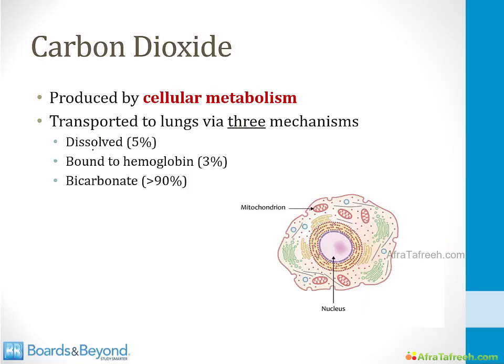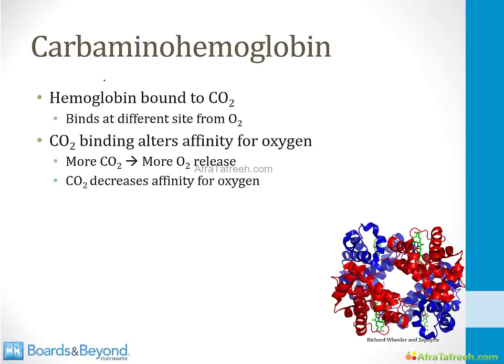So if we go back to this slide, we've talked about the 5% of carbon dioxide that's dissolved in our plasma. We've talked about the 90% or so that is carried as bicarbonate. Now we're going to talk about the small amount of carbon dioxide that's bound to hemoglobin. When carbon dioxide binds to hemoglobin, it forms a structure known as carbaminohemoglobin. This occurs because of carbon dioxide binding to hemoglobin at a different site from oxygen. Carbon dioxide does not bind to the iron in the heme moiety like oxygen does.